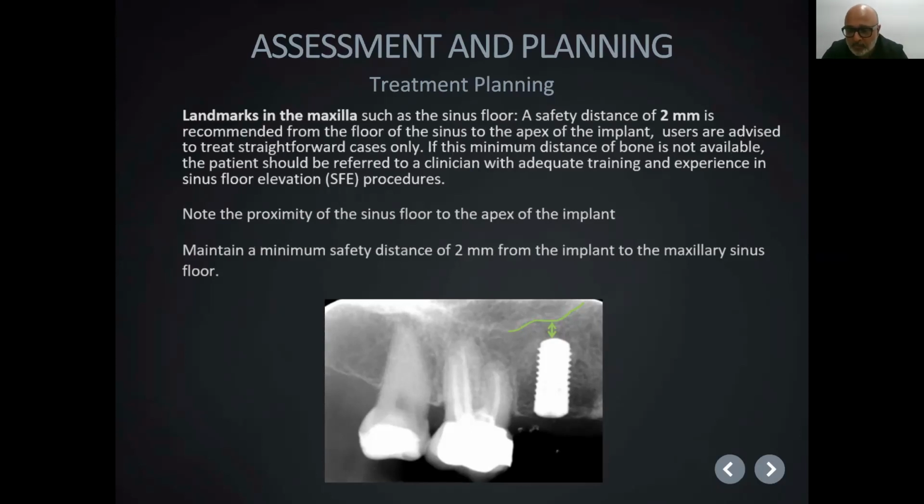In this case, there's no need, there's plenty of space. That's probably about an 8 mil implant. And although it looks like a couple of mil to the sinus, it's not, it's probably about 4 mil. So they've probably got about 12 millimeters from the crestal surface to the sinus.